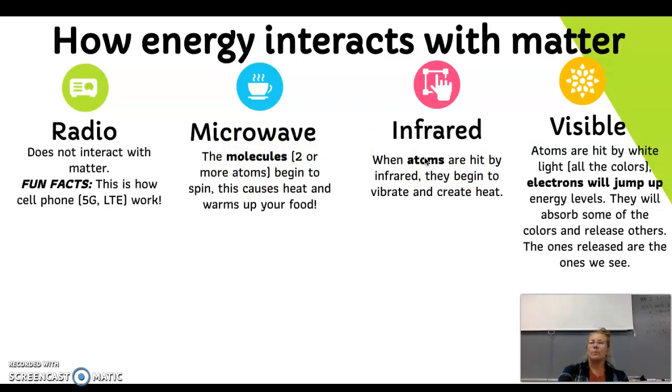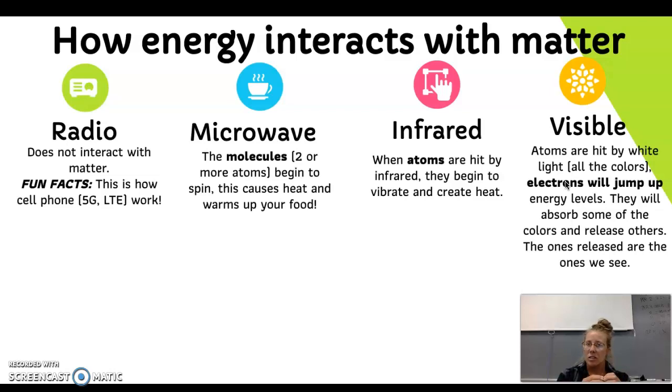And then we get to visible light. So now we're getting to smaller wavelengths. The smaller wavelength, or smaller frequency, is going to be able to get to the smaller part of the atom. So now we're looking at electrons. When atoms are hit by white light, that's all the colors, right? If you look at the sun, that's all the colors shining down on you.